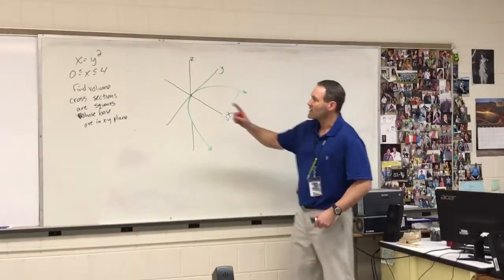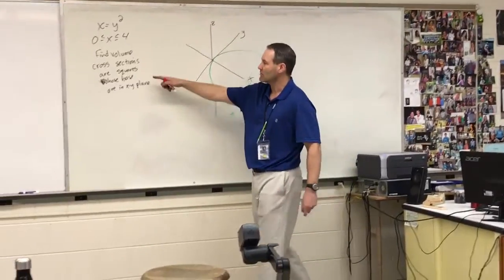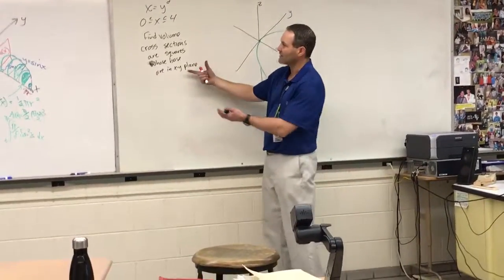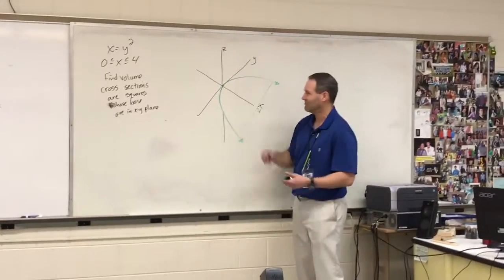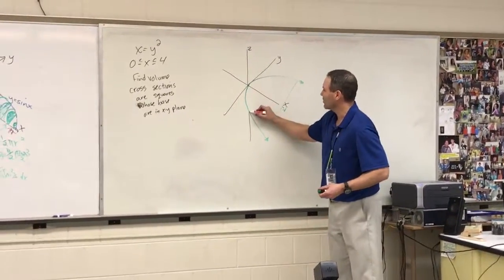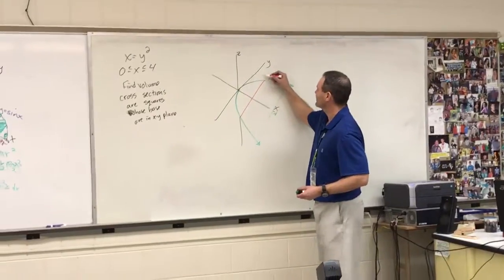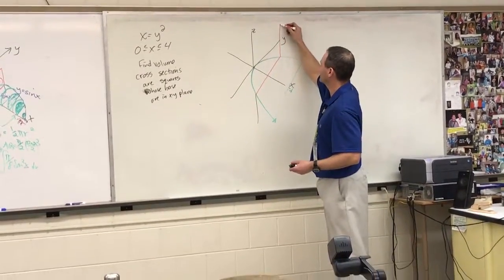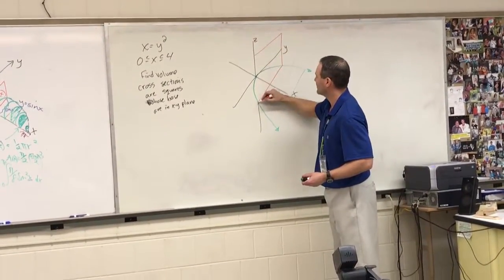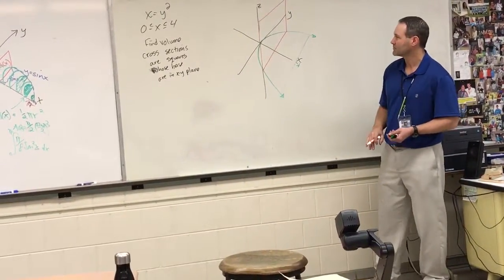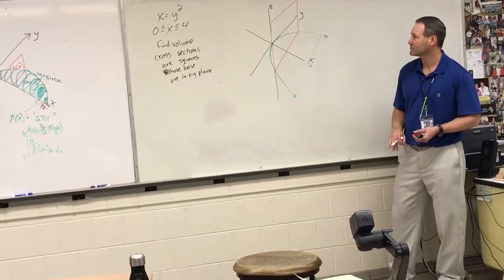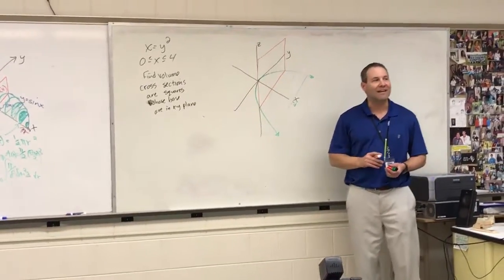Those cross sections are squares based in the xy plane that connect with these. Here's one of my cross sections. It's really hard to draw this all in the same color. So it's a square. See if you can find that volume.